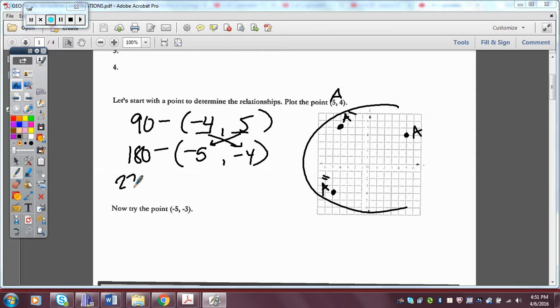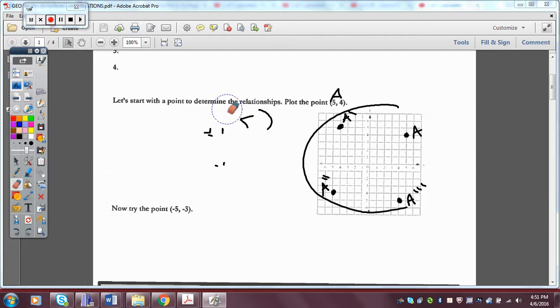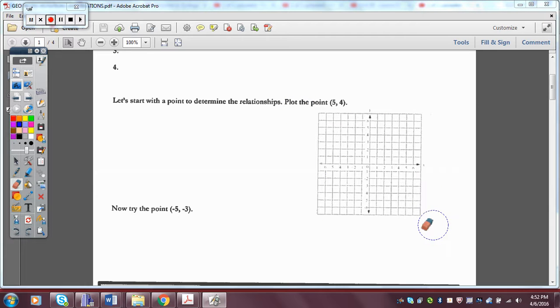I want to rotate 270. I flip my x and y, -4, -5. I take the opposite of my first term, so instead of -4, it's now +4. This is A triple prime. Okay? So let's go ahead now and try this new ordered pair, -5, -3. So whenever you rotate, all you're doing is flipping x and y and making the first value opposite.